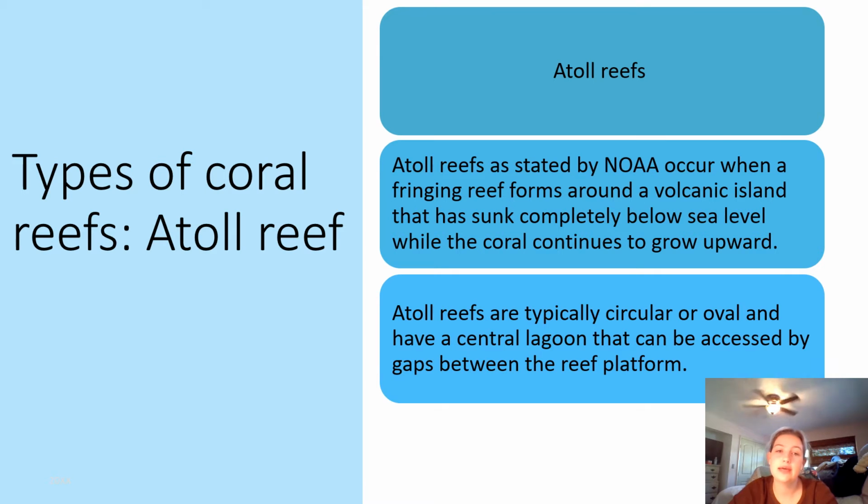The third and final type of coral reef are going to be the atoll reefs. Atoll reefs, as stated by NOAA, occur when a fringing reef forms around a volcanic island that has sunk completely below sea level while the coral continues to go upward. Atoll reefs are typically circular or oval and have a central lagoon that can be accessed by gaps between the reef platform.